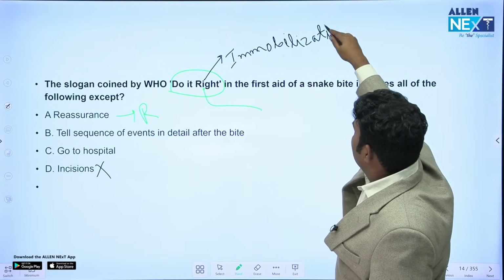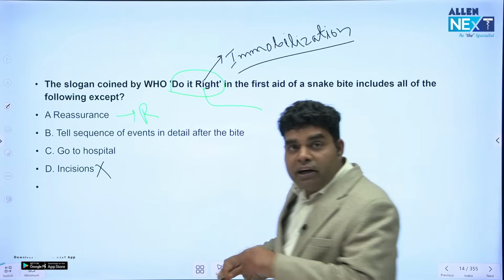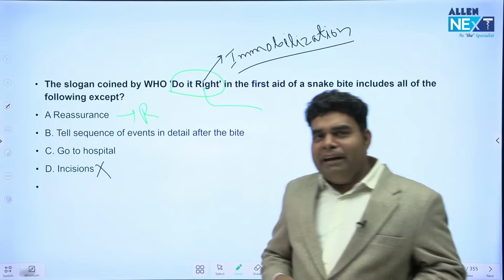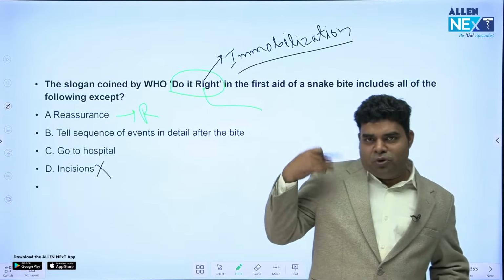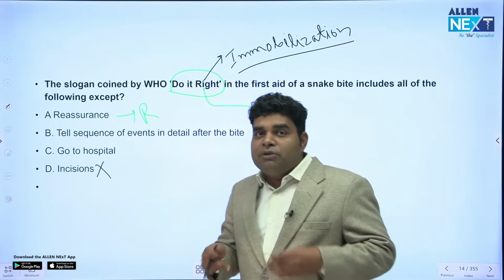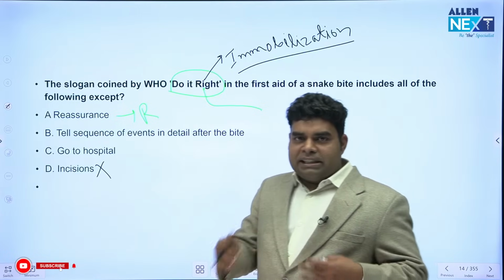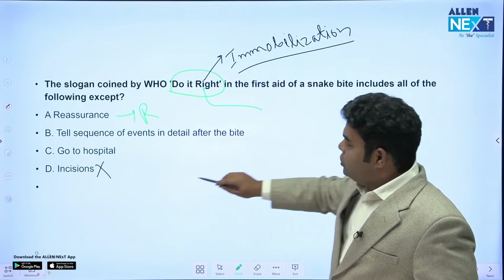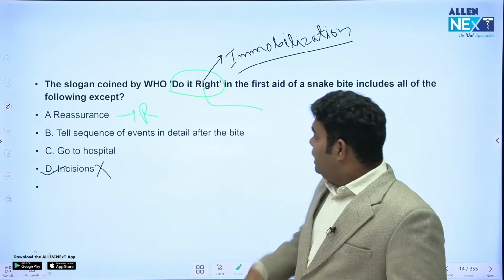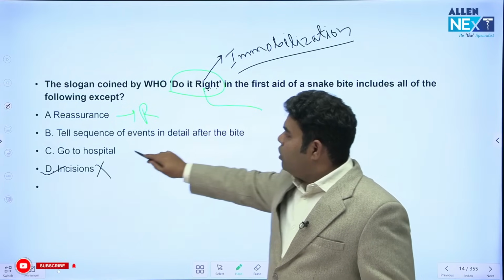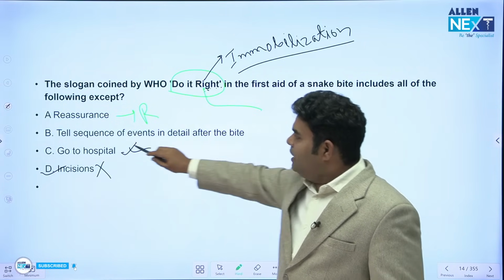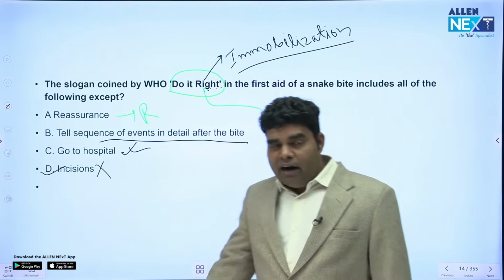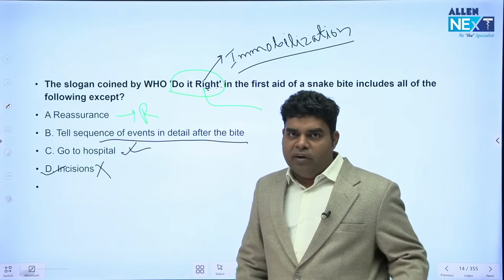Immobilization means we will not allow the patient to walk till the hospital. Either we will take him on some wheelchair or stretcher, but if the patient is walking, then the blood supply will mix and the poison will also mix in the body very quickly. So I is immobilization, incision is not done. Then what is G and H? G and H stand for go to hospital. And T is tell the sequence of events in detail after the bite, like are you feeling drowsy after it, or is there any redness over there and all.